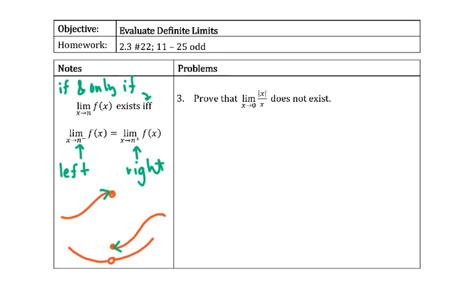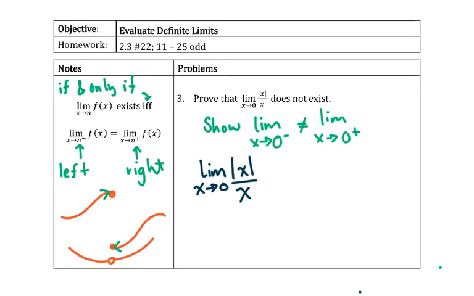So in this case, prove that the limit as x approaches 0 of the absolute value of x over x does not exist. When you see questions like this, what they're really asking you to do is show that the left-hand and right-hand limits aren't the same. So we're going to take those separately. When we're talking about absolute value, for the left-hand limit, we're coming from the left side, where the x's are negative numbers, which means the absolute value in the numerator is always positive, and then the x is negative when we're on the left-hand side.